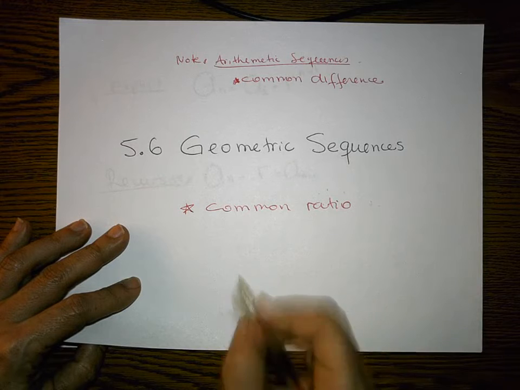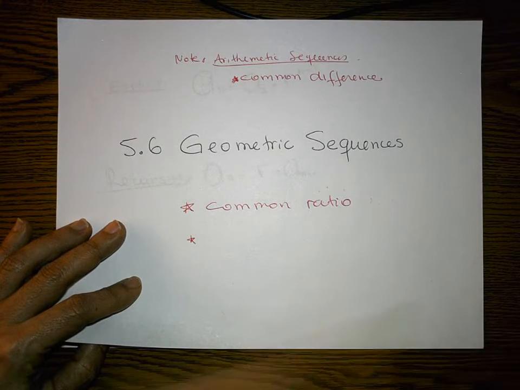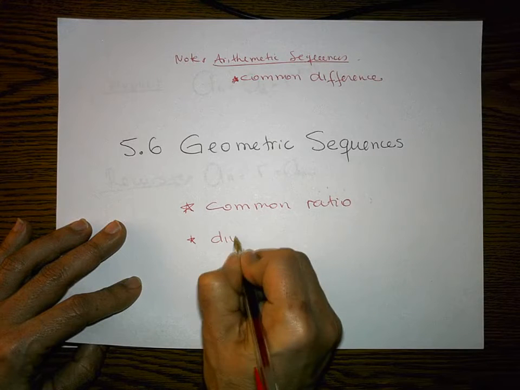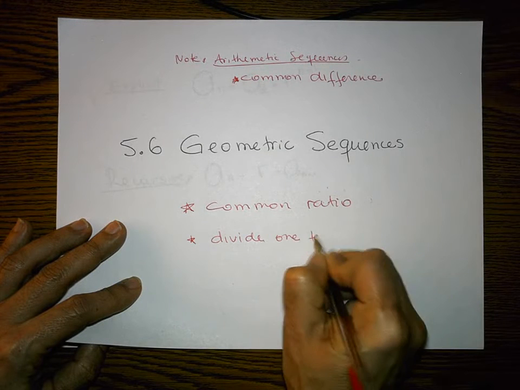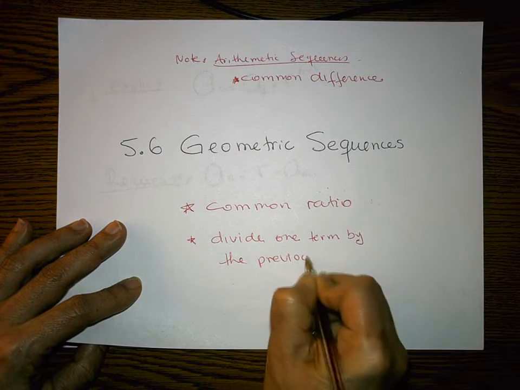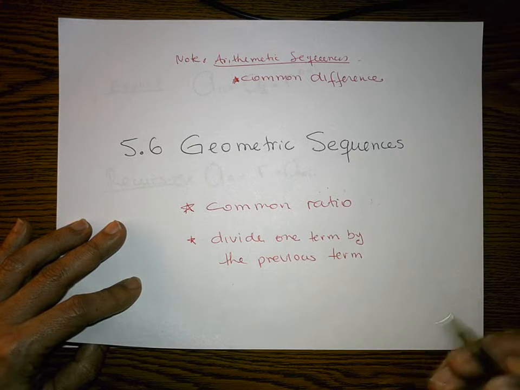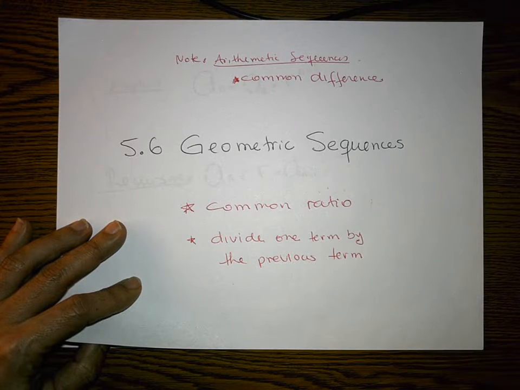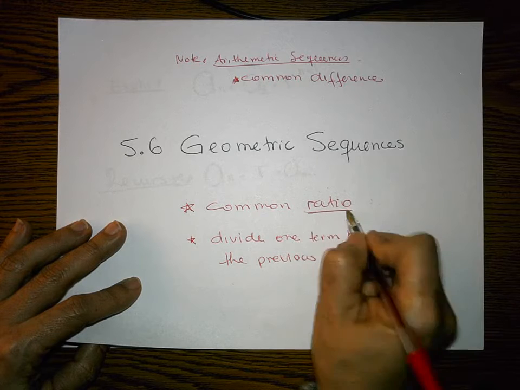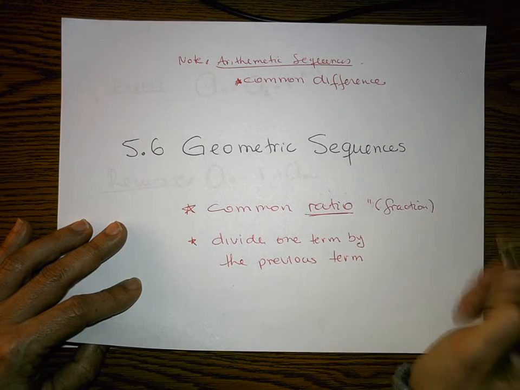To find this common ratio, you always divide one term by the previous term. That is how you find the common ratio. Students keep trying to move forward, and I told them you can't, because you have to divide one term by the previous one to find that ratio. We want a ratio, and a ratio is a fraction.